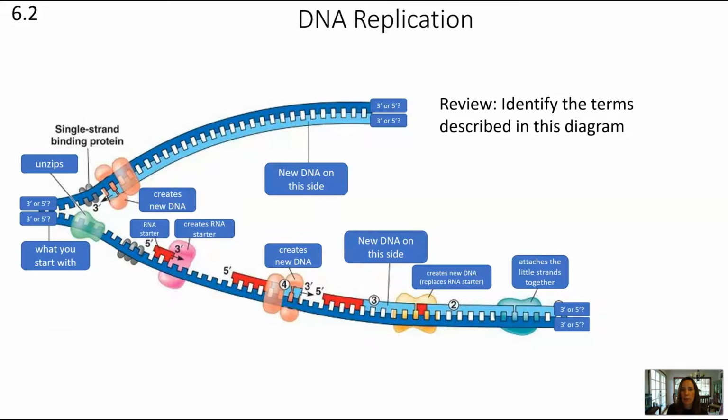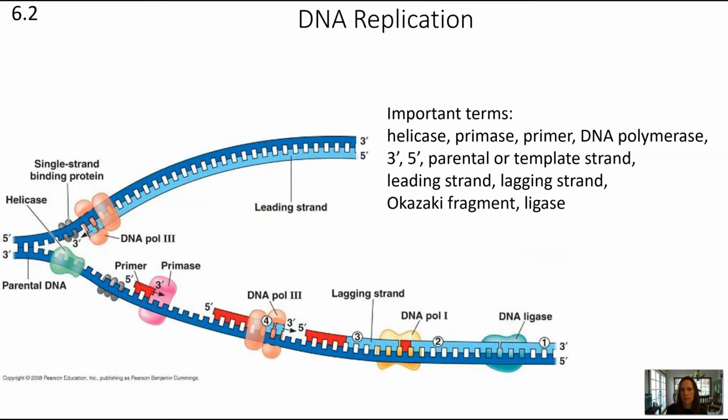So here's a chance for review because we just went over a whole lot of terms, a lot of enzymes. Take a look at this diagram and identify as many terms as you can. Some of the important terms that you'll see here are helicase, primase, primer, DNA polymerase, 3' end, 5' end, parental or template strand, leading strand, lagging strand, Okazaki fragment, and ligase. See if you can find all of those on this diagram and see if they make sense, and if not, maybe back this video up a little bit.